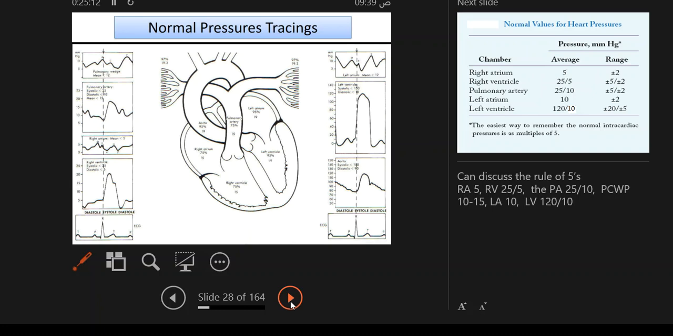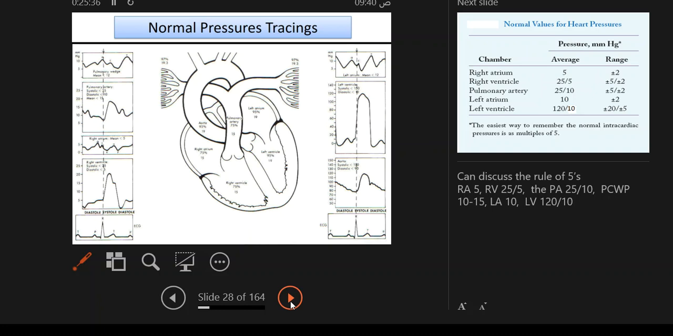And as you can see, these are the different pressures. Some important basic knowledge to know is the A wave in the right atrium is bigger than the A wave in the left atrium. Okay? Always remember that.